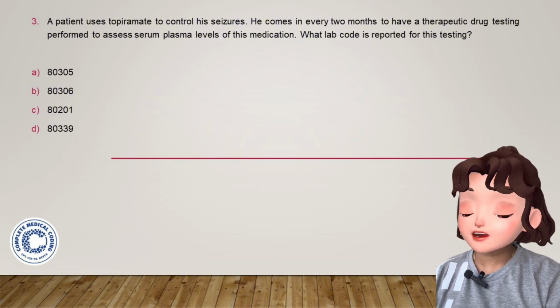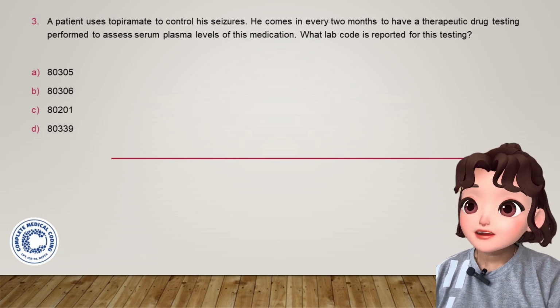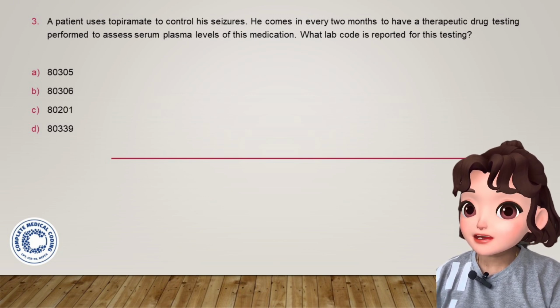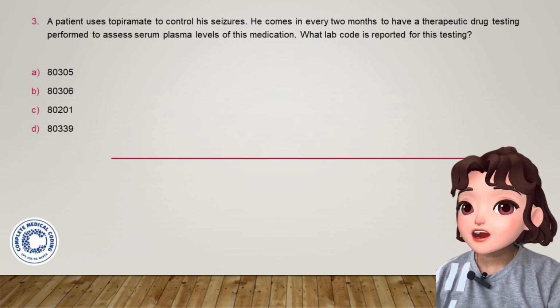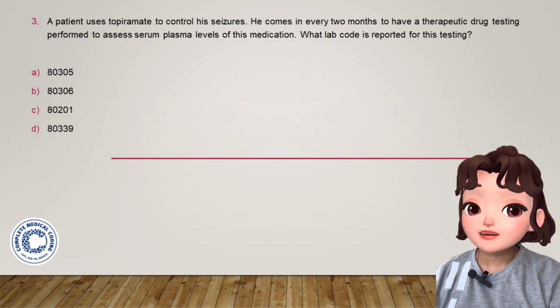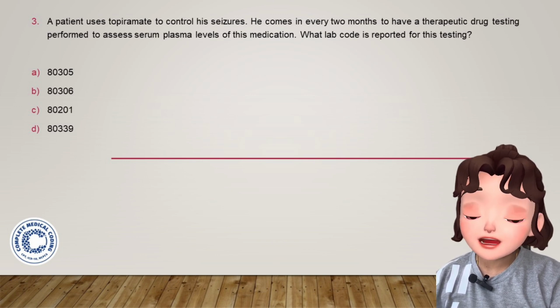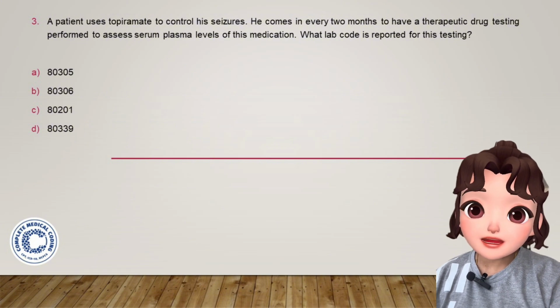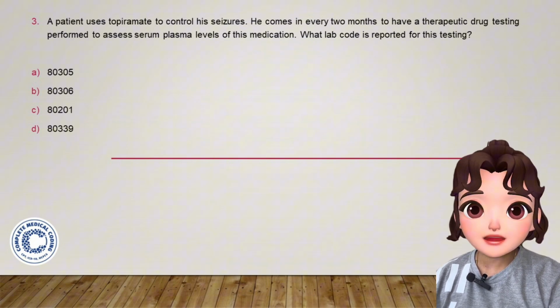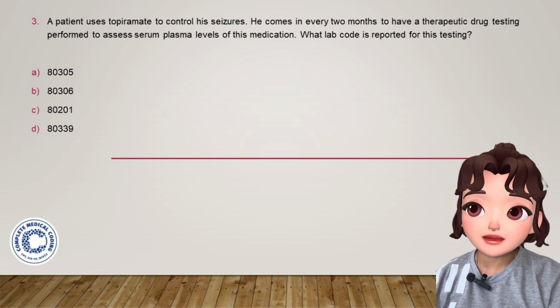Option A, 80305. What is 80305? If you open the CPT code book, you will see 80305 and the second one, 80306. It comes under presumptive drug class screening. This is not therapeutic, this is presumptive drug class screening. So that will not be the answer. Our question is therapeutic drug testing.